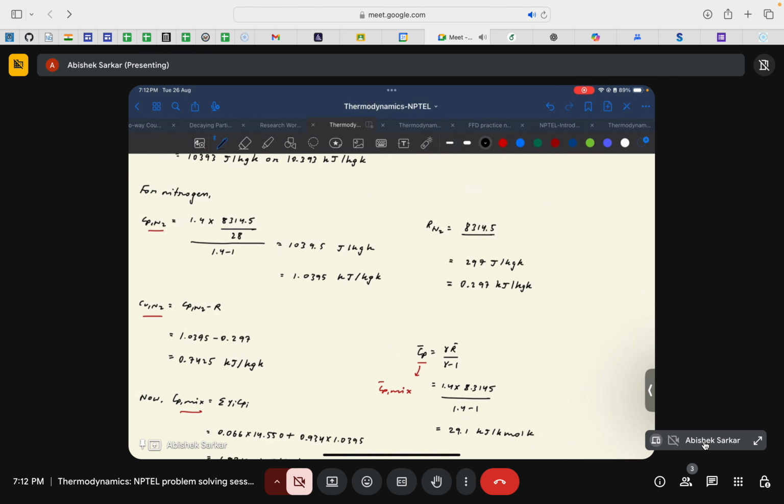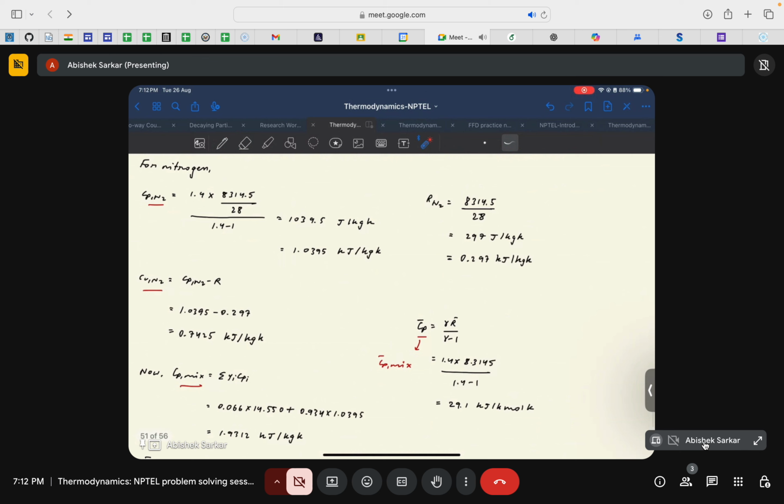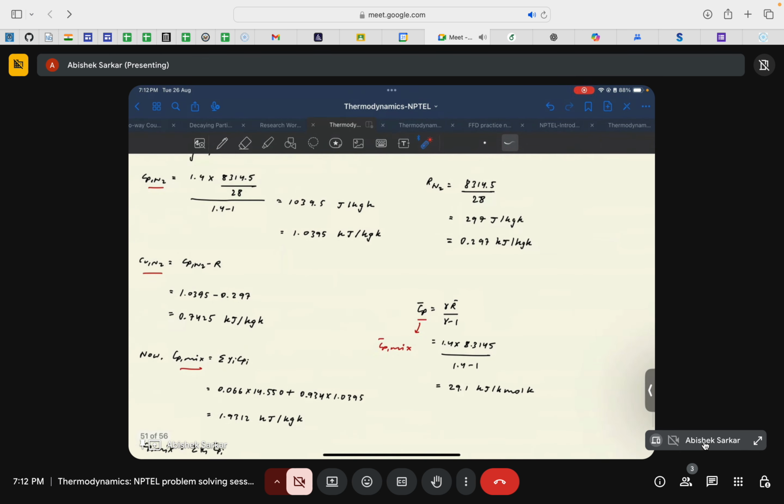It should be 28, and the value is consistent. The result, I just mistakenly wrote it 14. It should be 28. Okay, so this 297. If you do that, you will get 297 joule per kg Kelvin, or 0.297 kilojoule per kg Kelvin. Okay, so Cp of N2 will turn out to be 1.0395 kilojoule per kg Kelvin. Cv of N2 can be evaluated from similar steps: 1.0395 minus 0.297, or Cv of N2 is 0.7425 kilojoule per kg Kelvin.